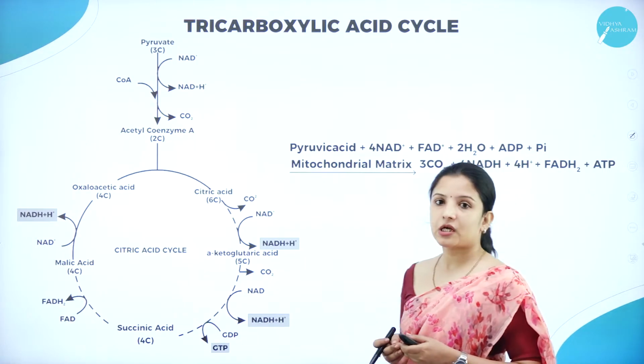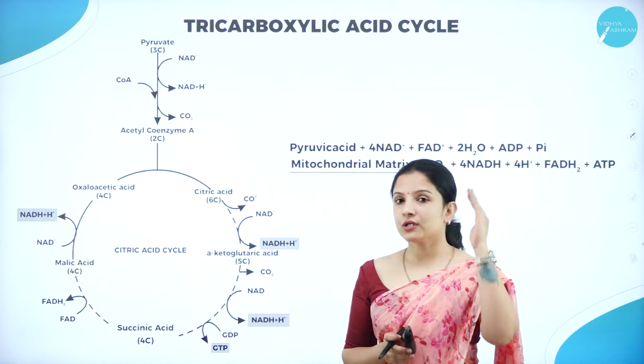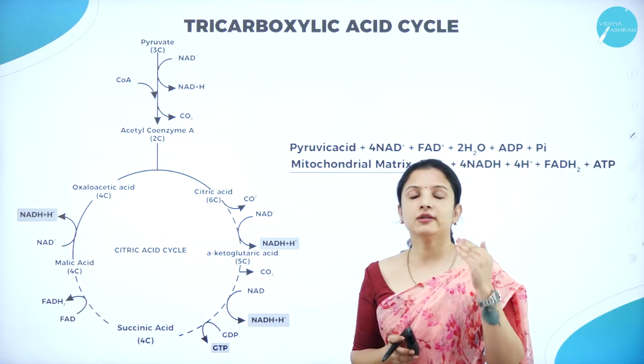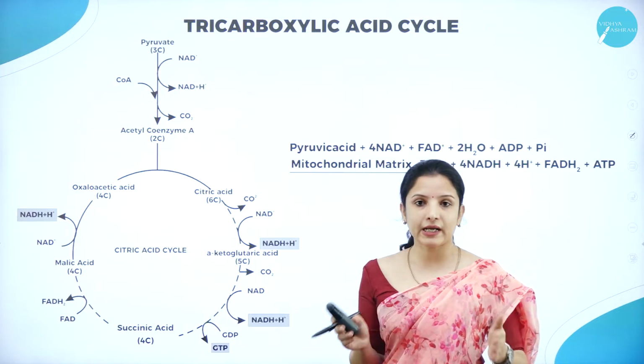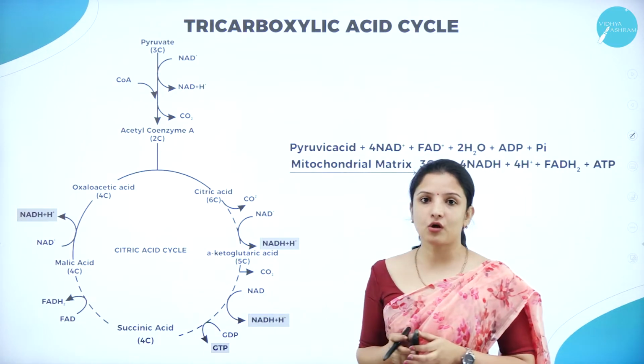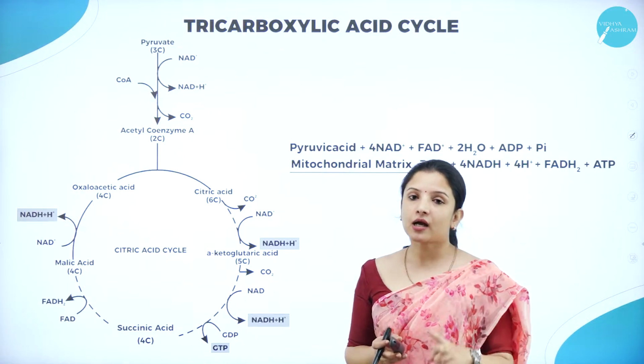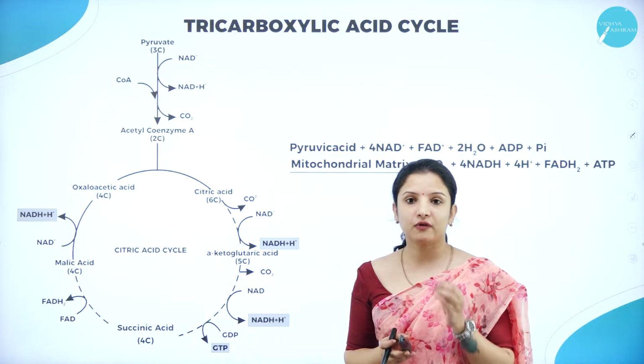So in the tricarboxylic acid cycle, the pyruvate that was formed, a 6-carbon compound that was glucose, got lysed or splits into 2 molecules of 3-carbon compound, that is pyruvic acid. Where did it occur? It occurred in the cytoplasm of the cell.